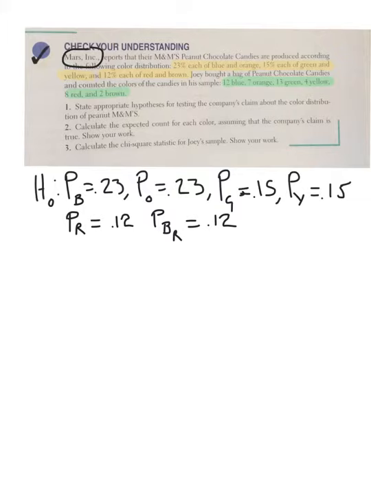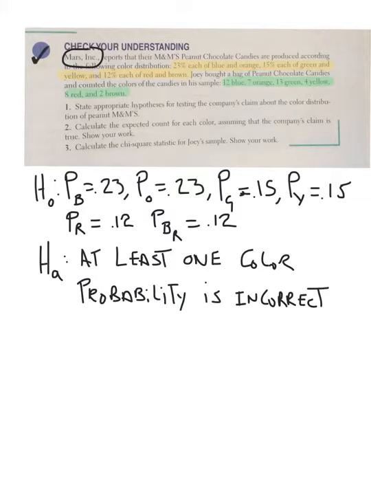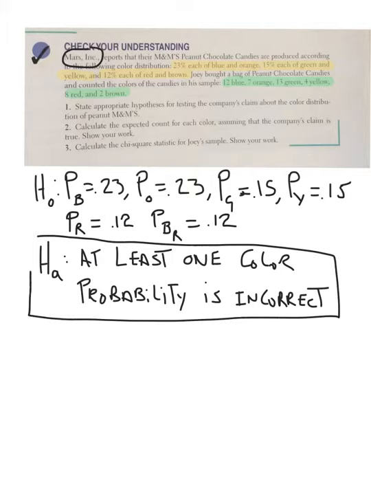Now let's do the alternative hypothesis. Here it is. We're not going to say that the whole bag is wrong. We're just going to say at least one of the colors is incorrect. So one or more of the colors doesn't follow these proportions. That's what we're trying to say. So let's do the test.